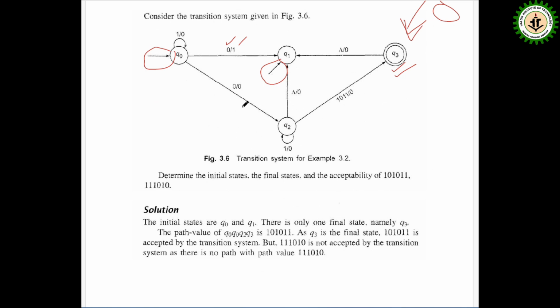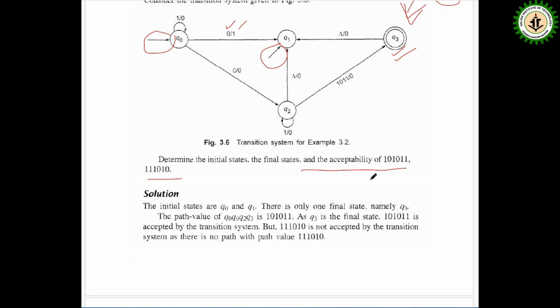So what is the question? A transition diagram is given. We have to determine the initial states and the final states. Obviously, Q0 and Q1 are the initial states and Q3 is the final state. Now we have to decide the acceptability of two strings. Two strings are given: 101011 and 111010. We have to decide the acceptability of these strings.